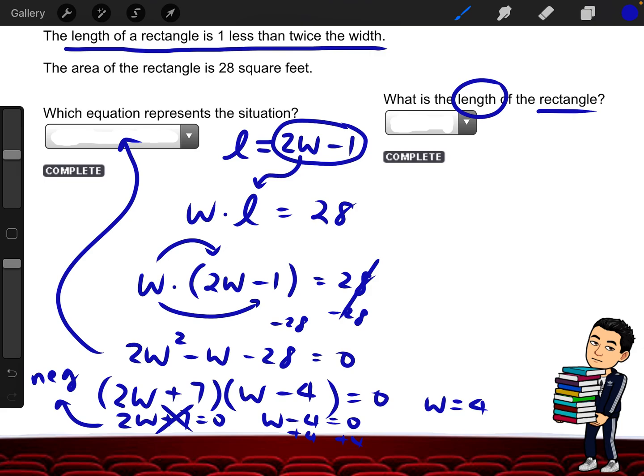Okay, so after knowing that width equals 4, you want to go ahead and plug that into the original equation. So length is equal to 2 times 4 minus 1. So length equals 7. So put 7 in there.